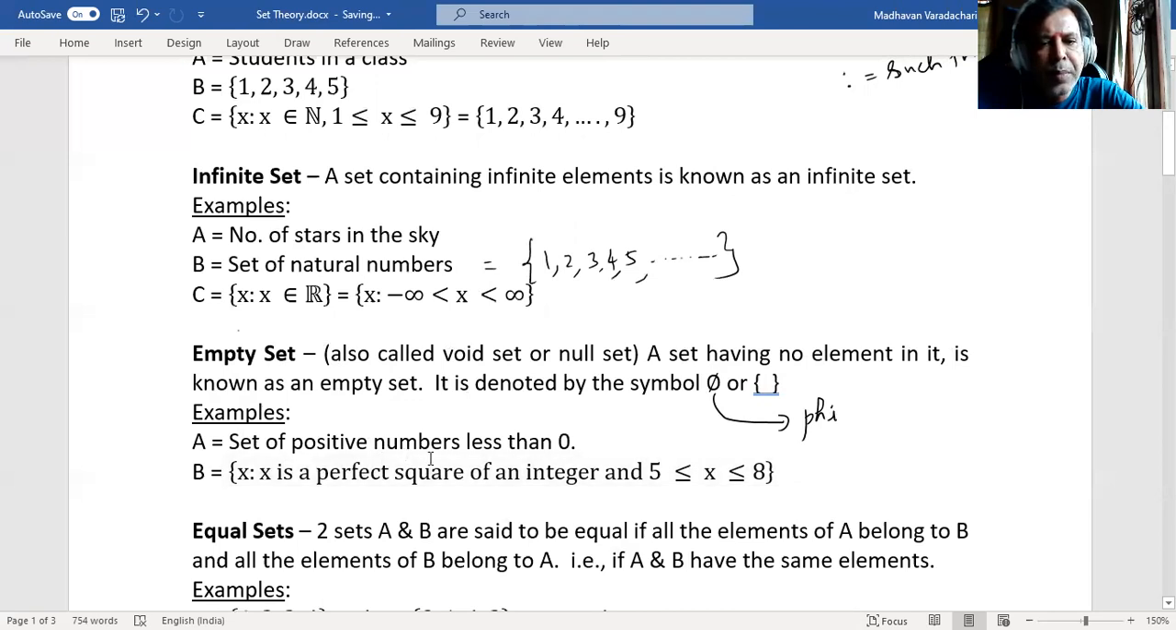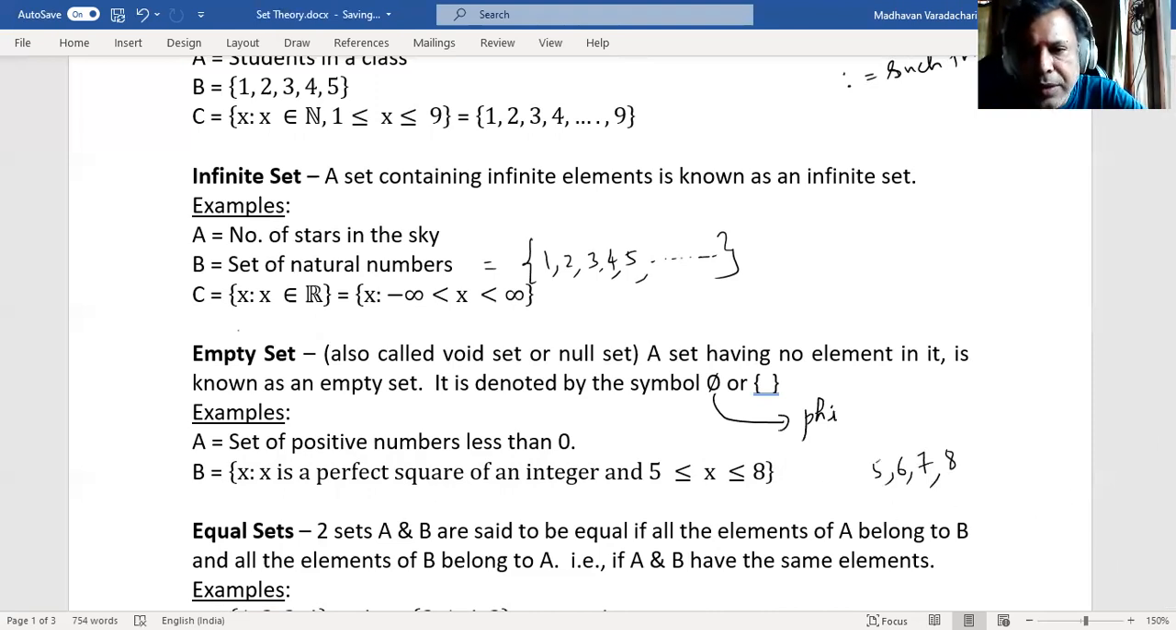Examples: the set of positive numbers less than 0. There is no possibility of having any number which is less than 0 and also positive, so no numbers are possible. So it is an example of an empty set. A second example is X such that X is a perfect square of an integer and X lies between 5 and 8. So between 5 and 8, it may have only 6 and 7, inclusive of 5 and 8. None of these are perfect squares.